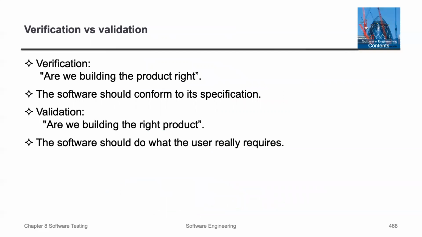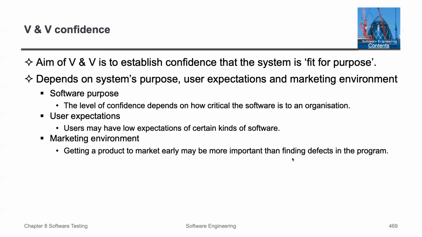So why don't we consider these two things, verification versus validation? Verification means we are building the product right. The software should conform to its specification. But for validation, we are building the right product. The software should do what the user really requires. The aim of verification and validation is to establish confidence that the system is fit for purpose. It depends on the system's purpose.